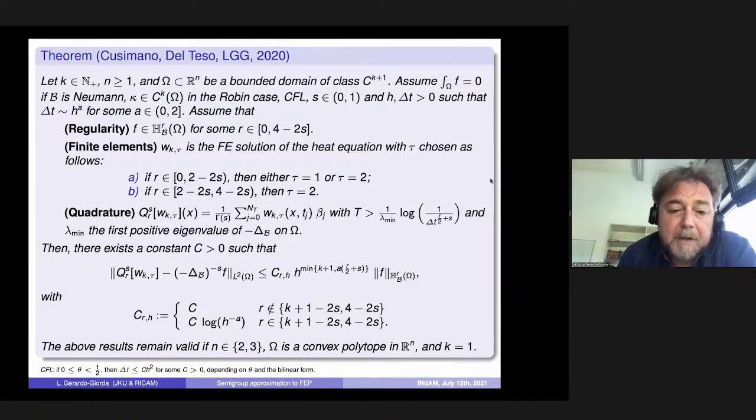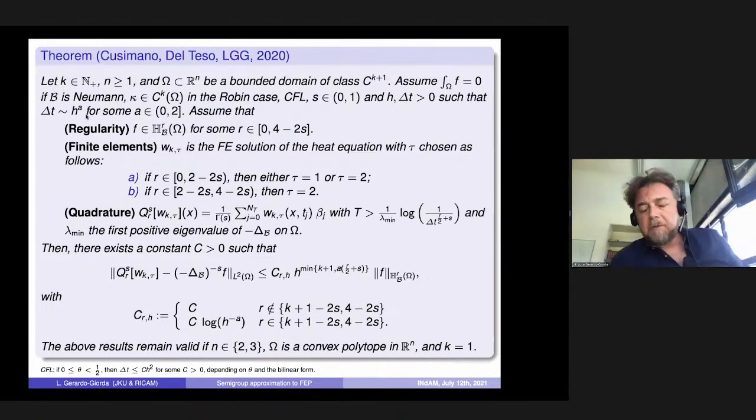It can depend on A, and A is just the relation between the delta t and h, so some sort of a CFL condition, but then the power for the convergence with respect to h is the minimum between k plus 1, where k is the order of approximation of the finite elements, and A times r halves plus s. So depending on the regularity of the right-hand side, depending on the order of the fractional Laplacian, and depending on the CFL condition that we have.